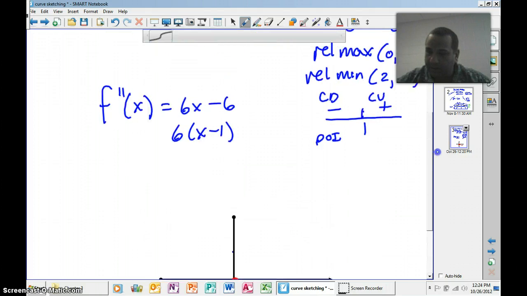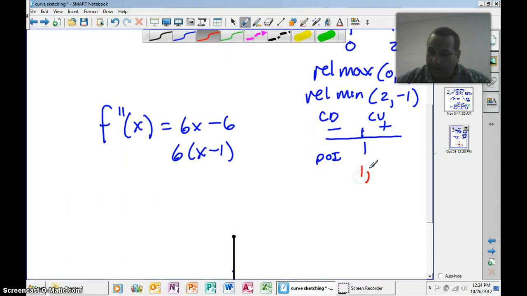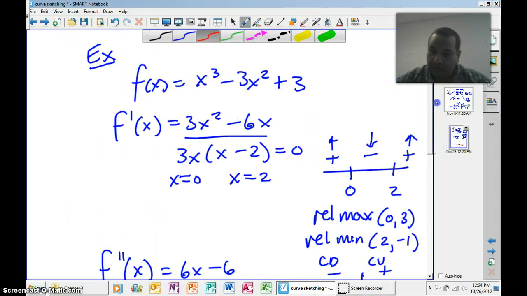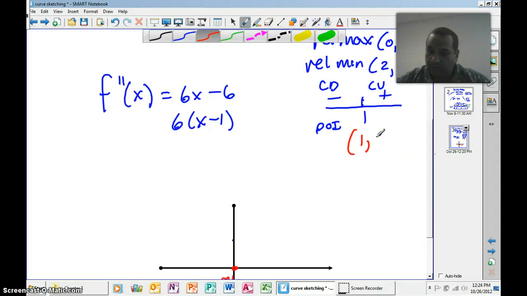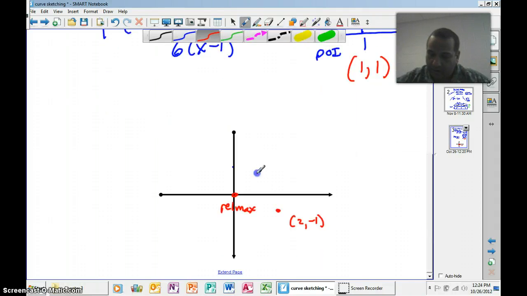And my point of inflection is 1 comma, well, I gotta put it into the original. So it's going to be 1 minus 3 plus 3. So it looks like 1 comma 1, actually. So at 1, 1, there's a point of inflection. Boy, 1, 1. I forgot to get the point.